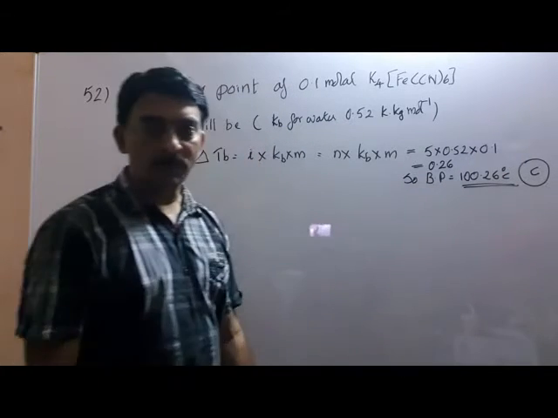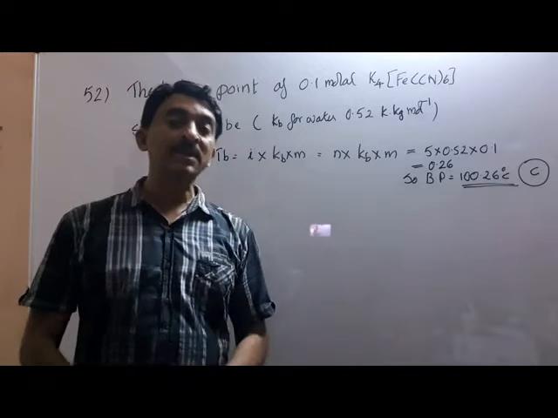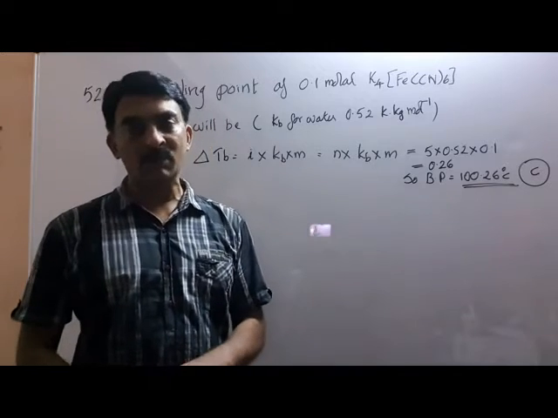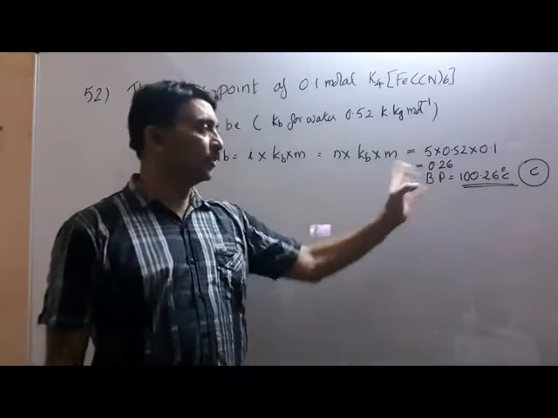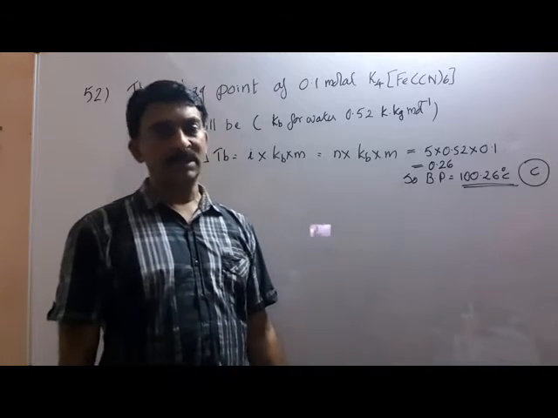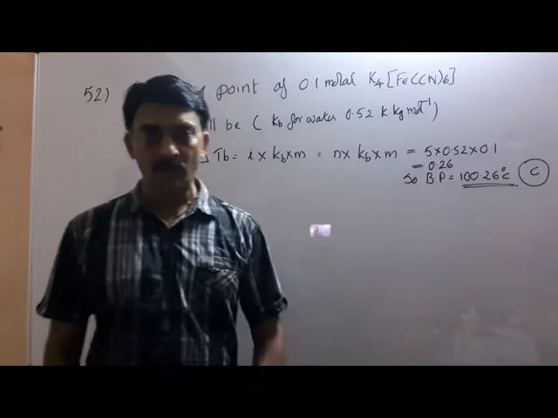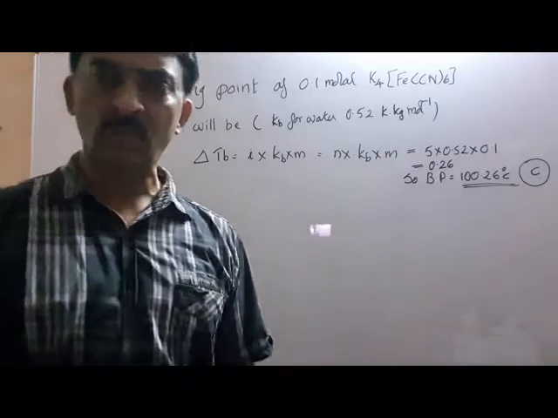0.26. So for the boiling point, we have to add that elevation in boiling point to its original boiling point, which is 100 degrees Celsius. So the boiling point is 100.26 degrees Celsius, which is C among the given options. C is the answer. So it's a simple question.